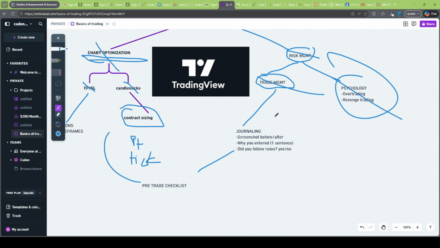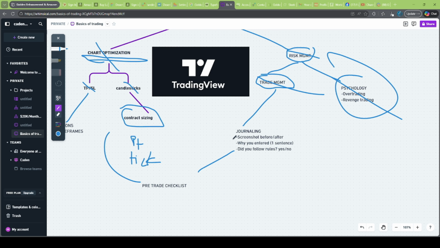Journaling. You always want to journal your trades. You want to be collecting data at all times because that is what trading is. It is data collection. So you're going to either use your TradingView as your journal. That's what I use. You can use Notion, you can use Notes app, you can use paper, you can use whatever works best for you.